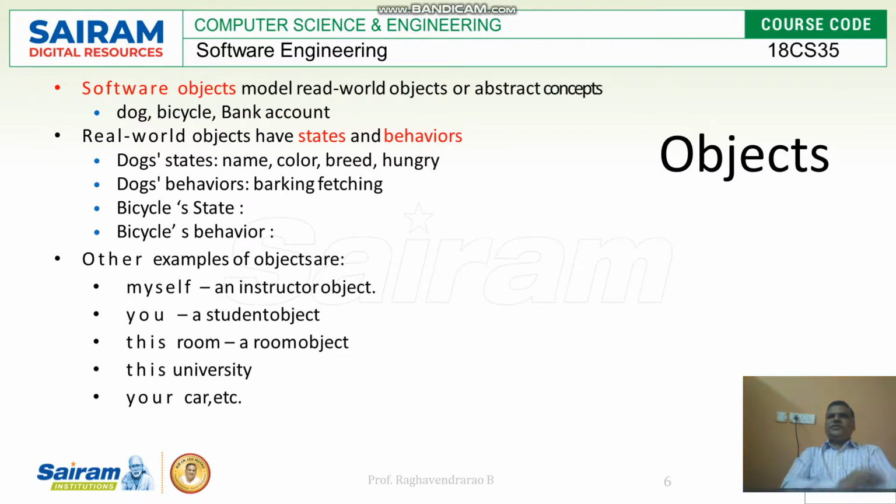Then when we talk about software objects, these are real-world objects or abstract concepts. Examples are a dog, a bicycle, a bank account. Anything in the real world that has state and behavior. For example, a dog has its own name, color, breed, and hungry. These are the states. Then behavior: barking is a behavior of the dog.